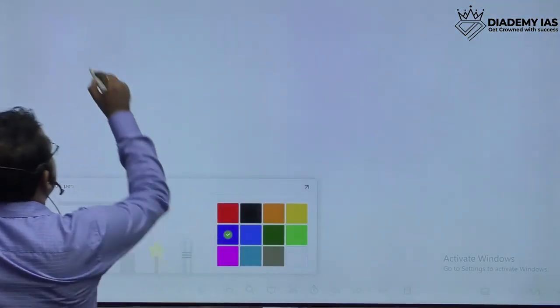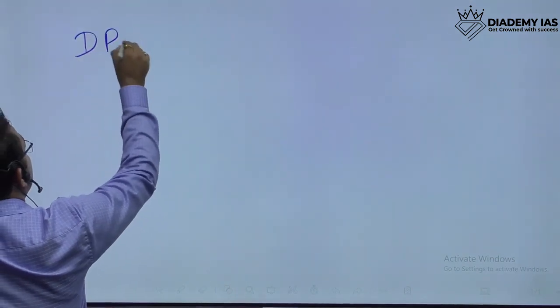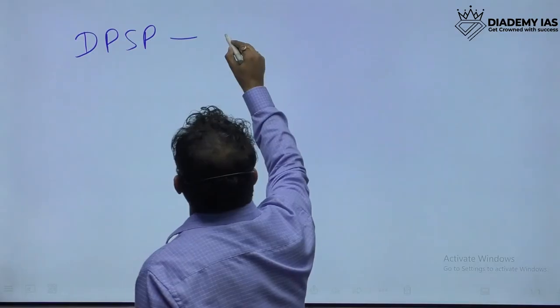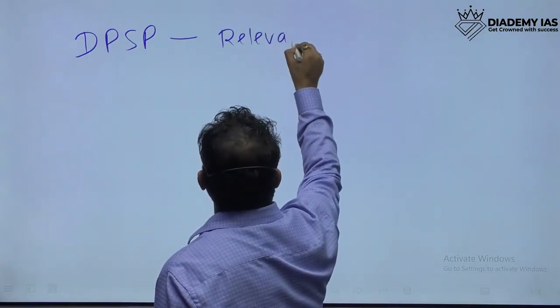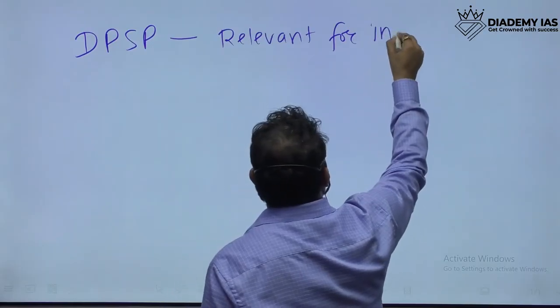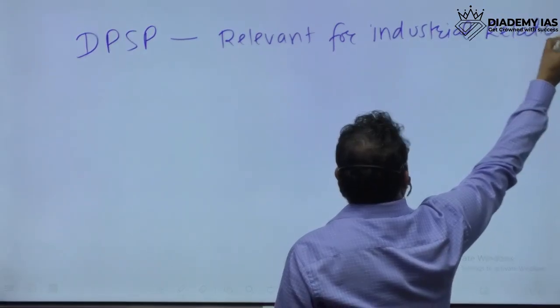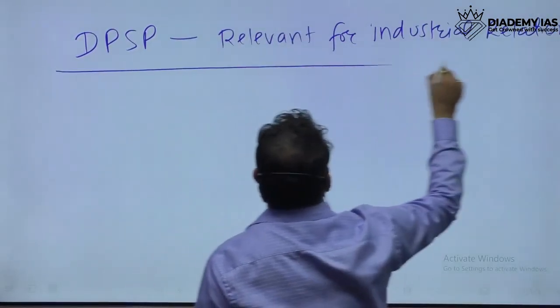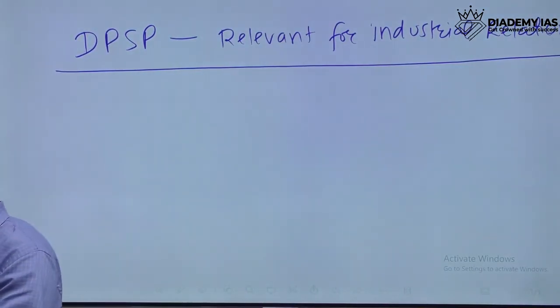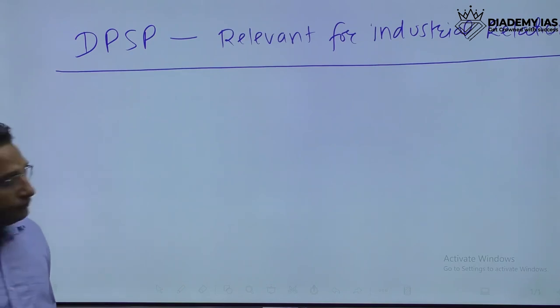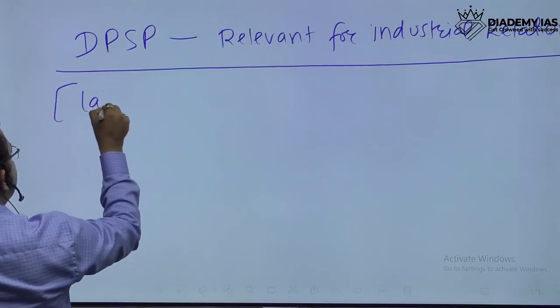Let us see a few more important constitutional provisions. DPSPs which are relevant for the industrial relations. First of all, we should understand that labor is a concurrent subject.